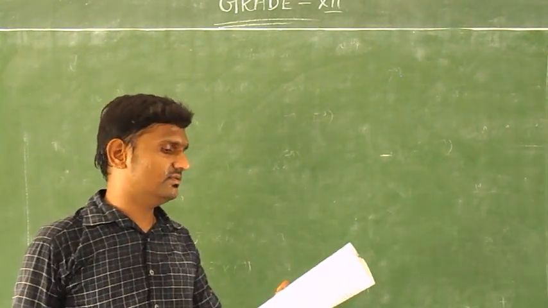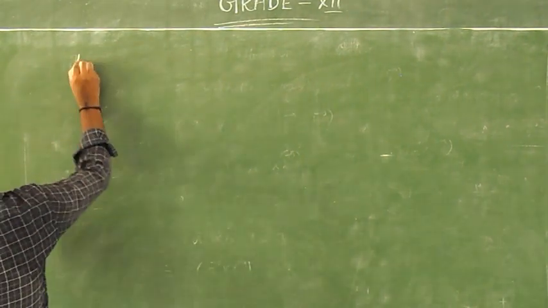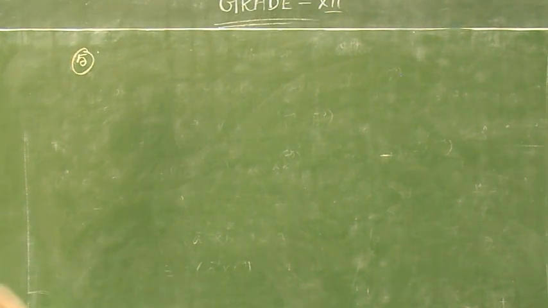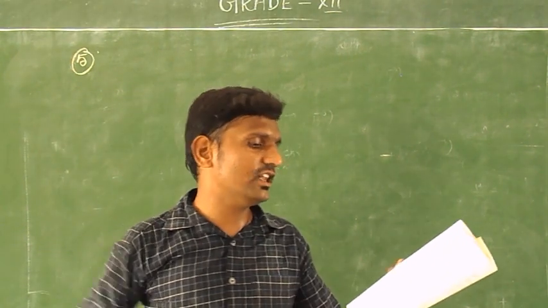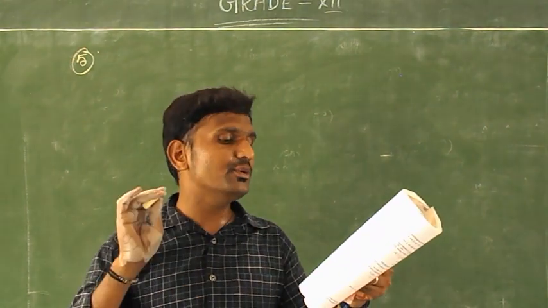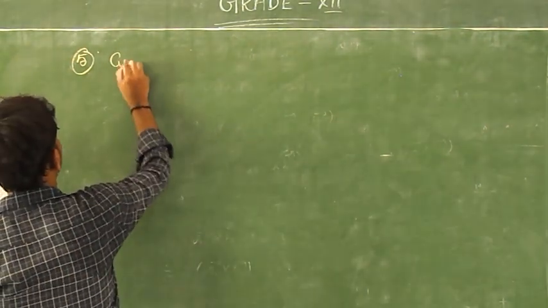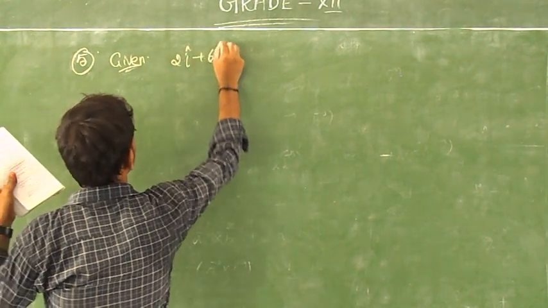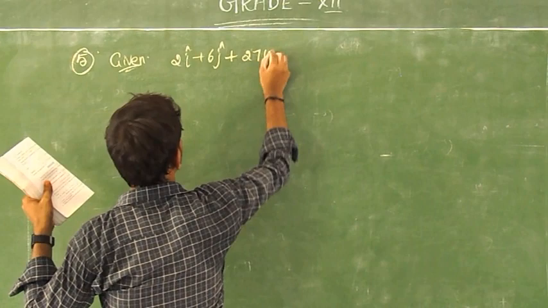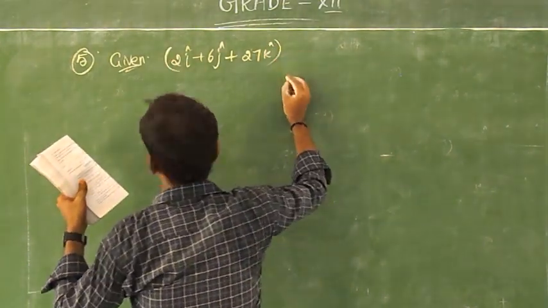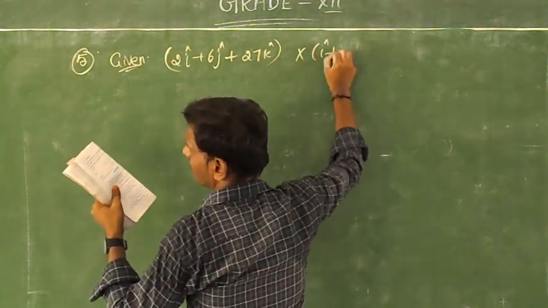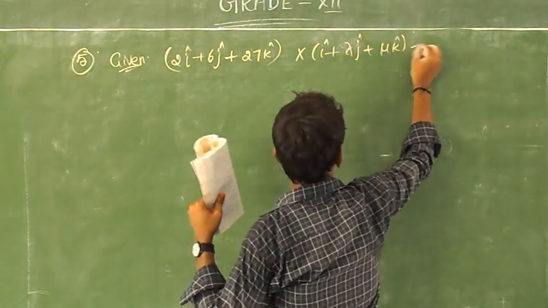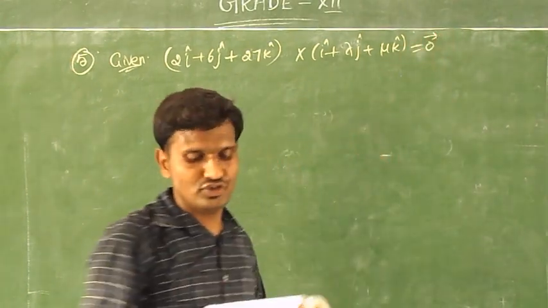And next question, the fifth one. I am reading the question. Listen: find lambda and mu if 2 i vector plus 6 j vector plus 27 k vector, taking the cross product with i vector plus lambda j vector plus mu k vector, is equal to 0 vector.